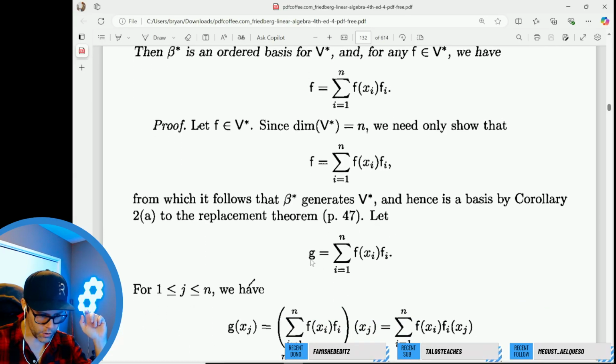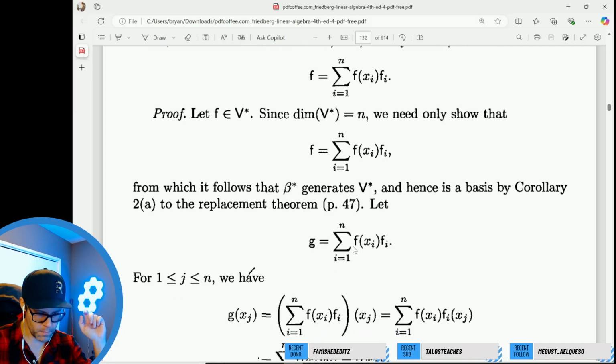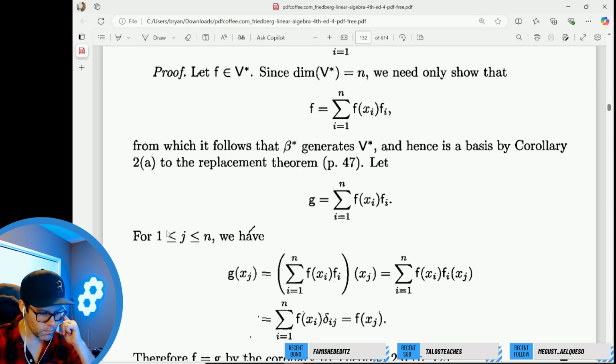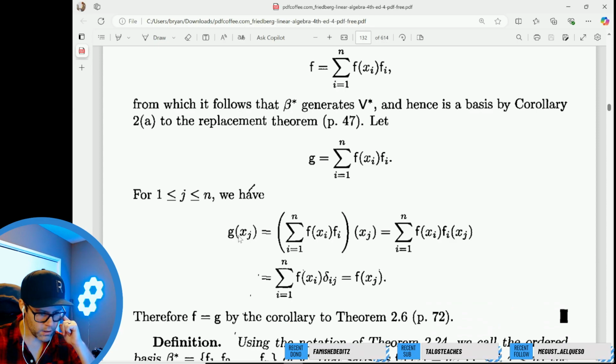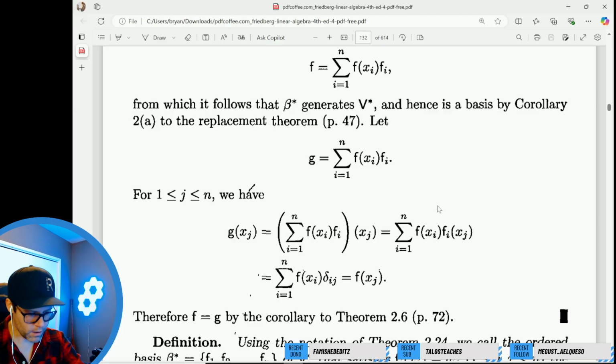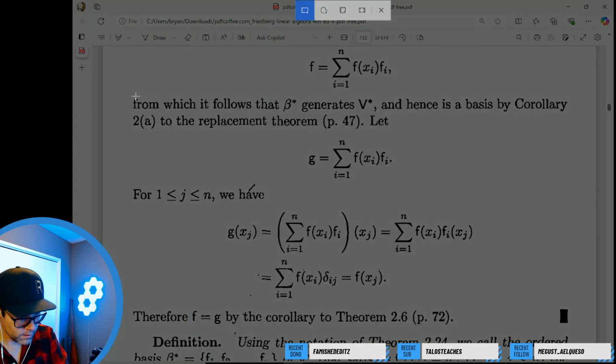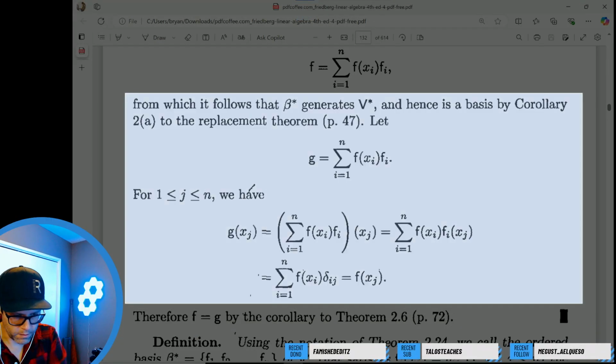So let's see. Let g be any function that can be expressed as a linear combination of our linear functionals. And okay, so let's see what they want to do here. So they're going to put the jth basis vector into g. I'm going to grab this piece so that I can mark some stuff down.